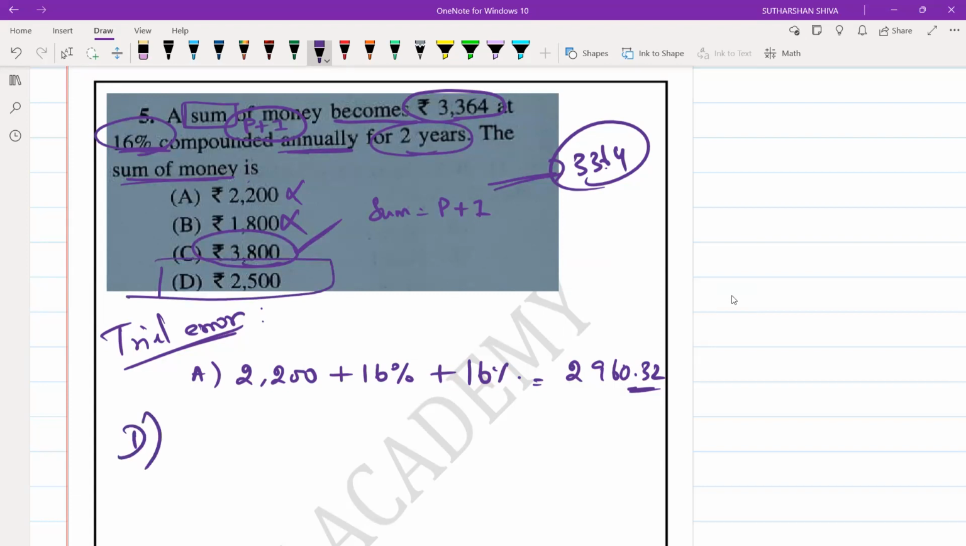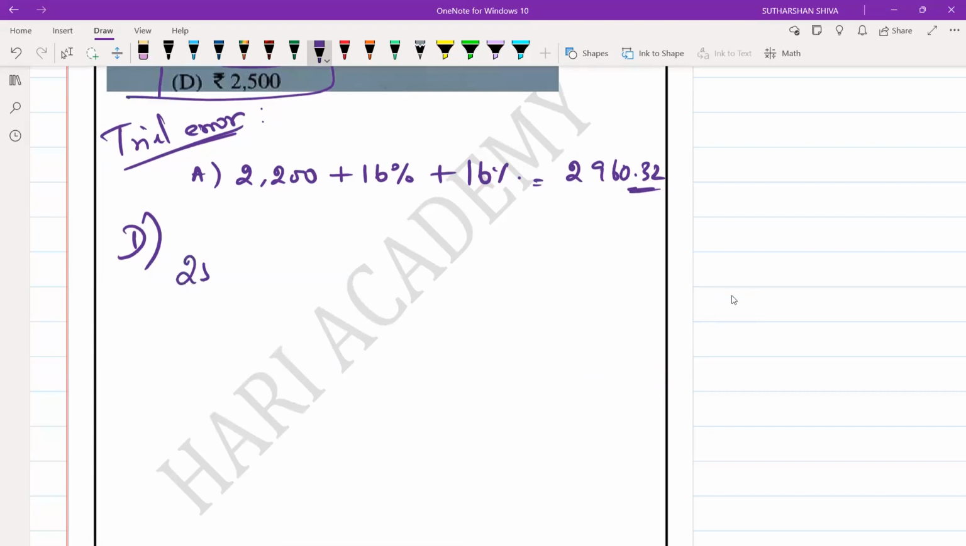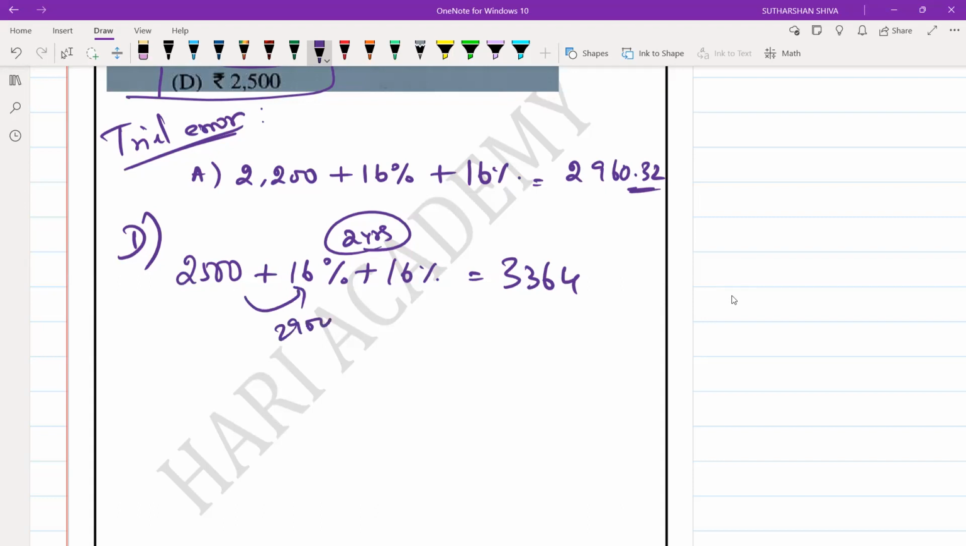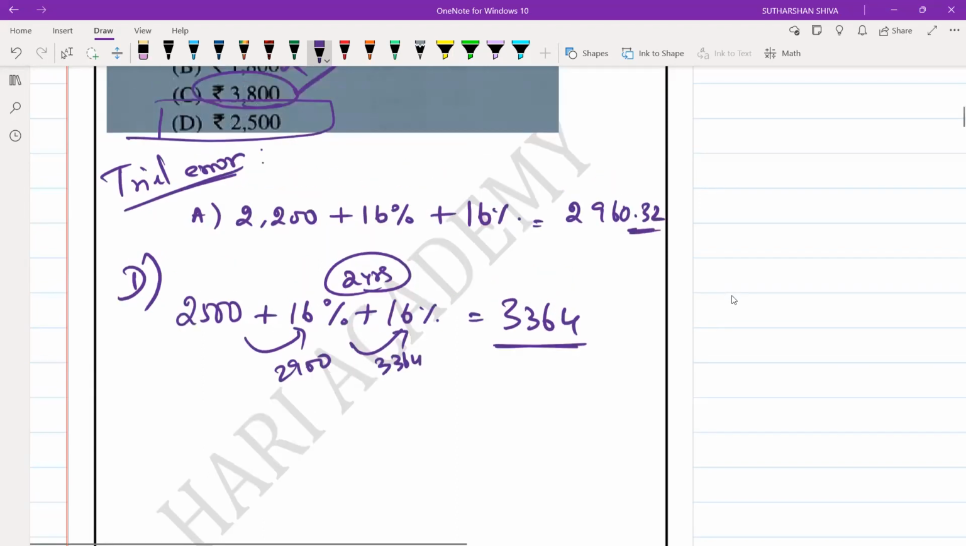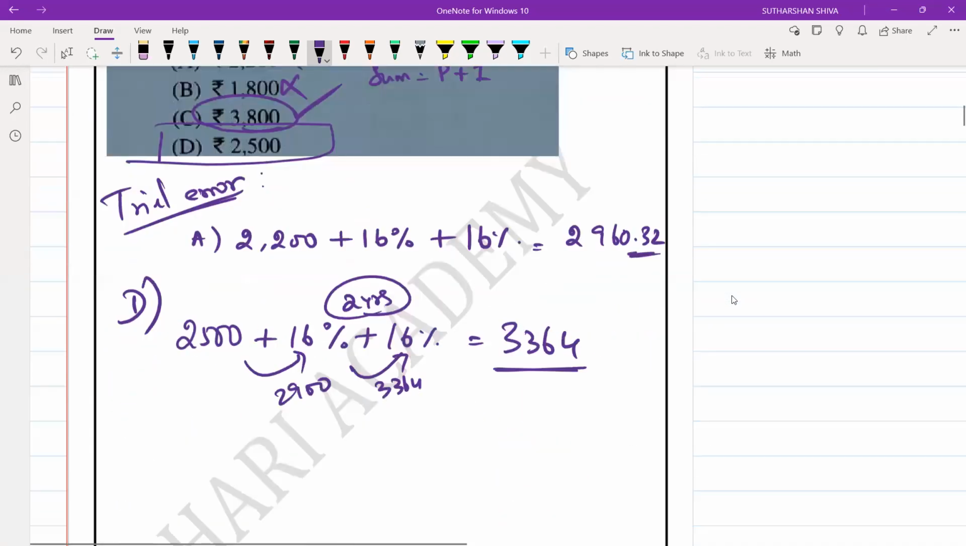Next, if you go with option D, for namesake, we will do it. Take a calculator, 2500 plus 16 percentage button, again plus 16 percentage button. Why are we doing it 2 times? Because they are asking for 2 years, so we go for 2 times. Now you will get 3364 in your calculator. 2500 plus 16%, here you will get 2900. Again plus 16%, you will get exactly 3364. So option D is your answer.